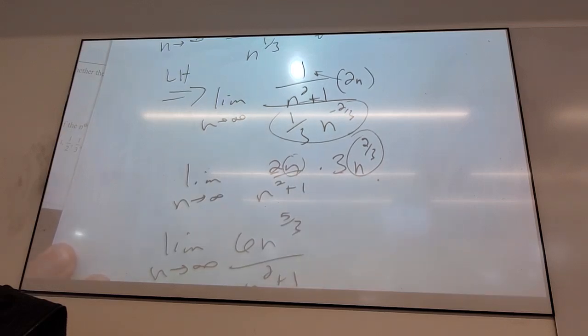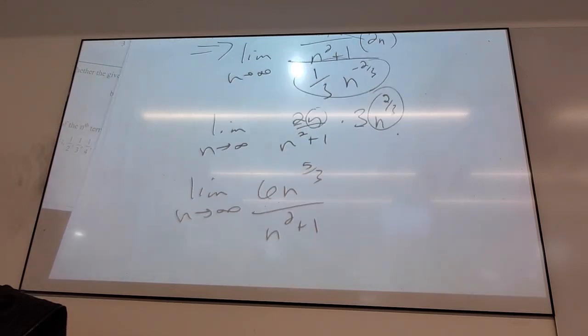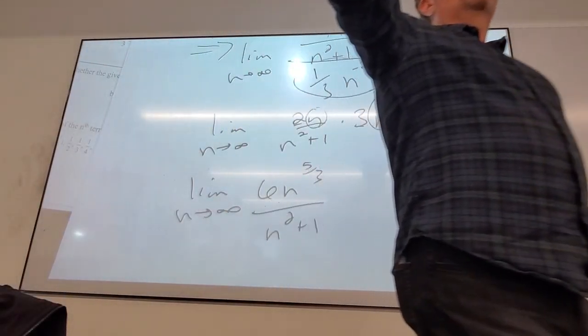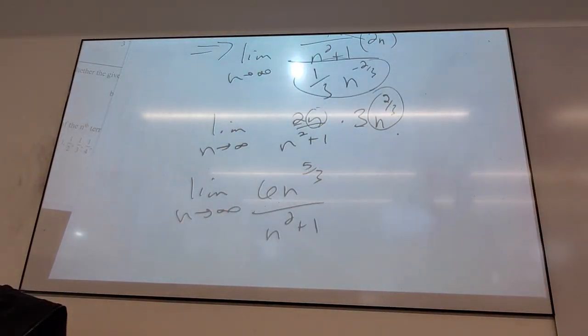Now, can you see which degree is higher, the top or the bottom? Because that's the whole question here. Which degree is higher, the top or the bottom? Bottom degree is higher. You see that? 5/3 is less than 2. So then what's this limit? The bottom grows faster. 0.